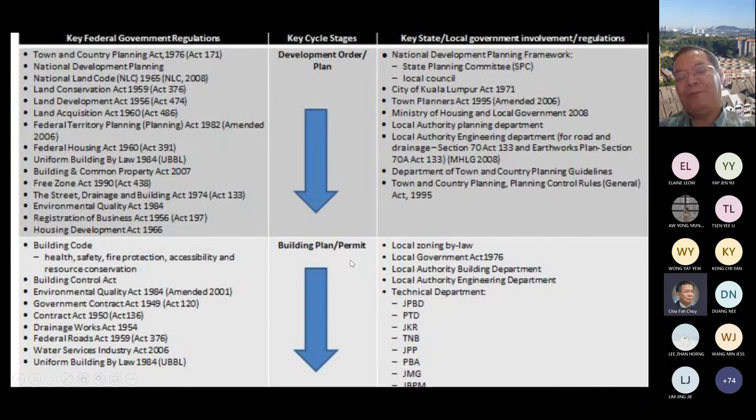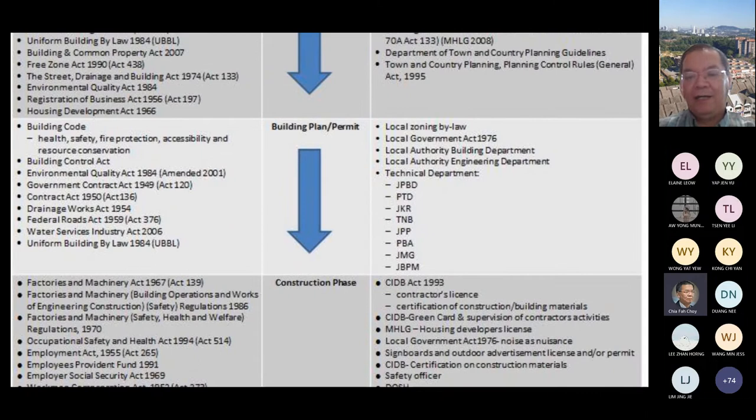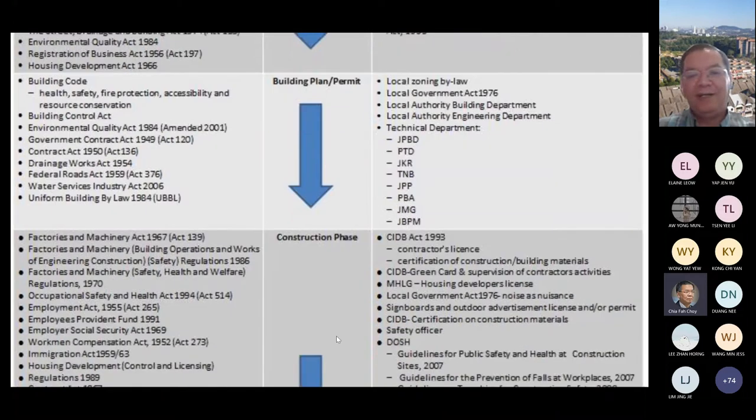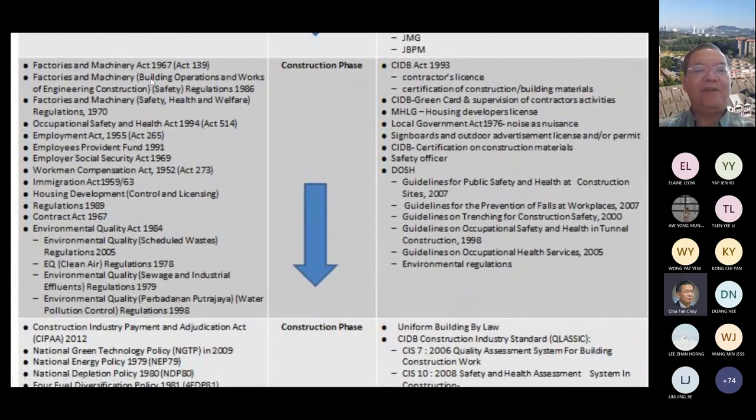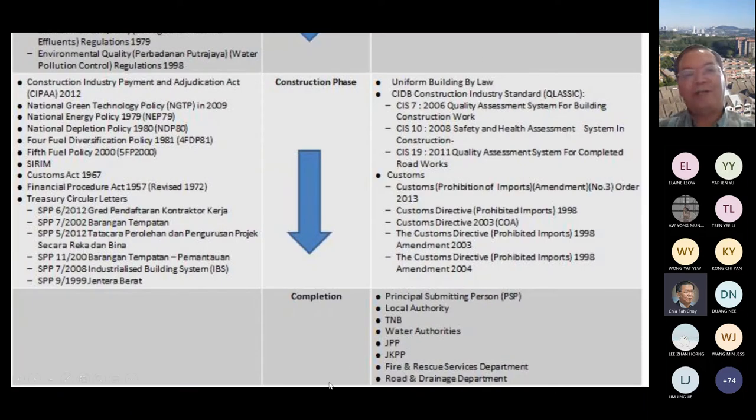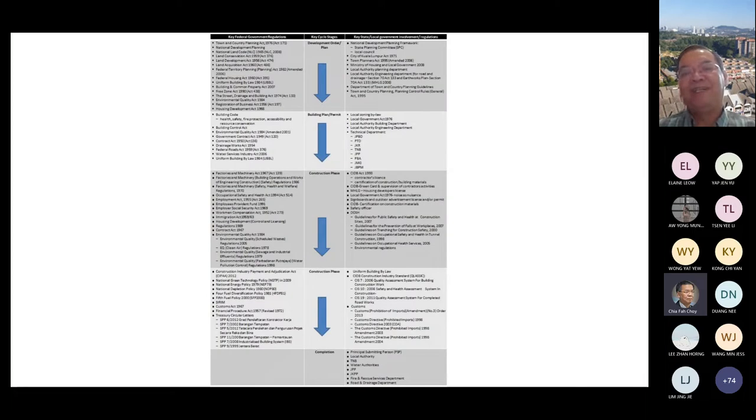The second part, when you process your building plan permit, these are the authorities involved. Okay, building plan. So when you come to the construction phase, again, you have different laws involved in the construction and also different bodies involved. And finally, when you reach completion, there is also involvement of different authorities before the project is considered as finally completed. So these are the different laws and the authorities involved in the statutory process. All right.